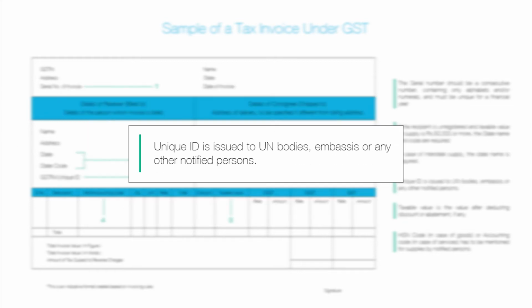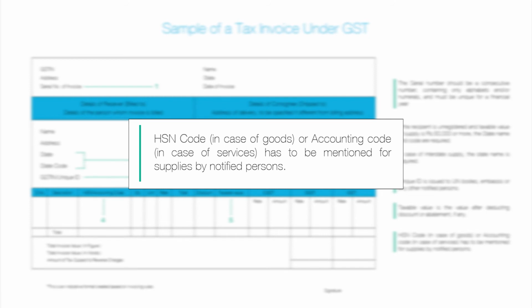Unique ID is issued to UN bodies, embassies, or any other notified persons. Taxable value is the value after deducting discount or abatement if any. HSN code, in case of goods, or accounting code, in case of services, has to be mentioned for supplies by notified persons.